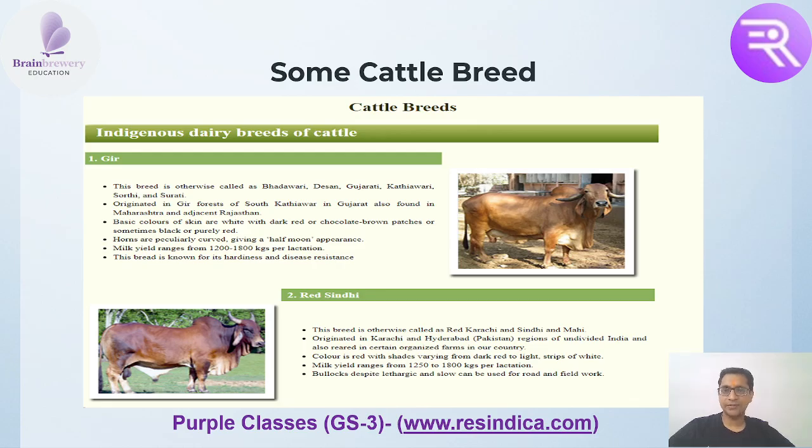Now, here I have given some of the cattle breeds. If you can see, there are indigenous dairy cattle breeds. One is the Gir, normally found in the Gujarat, Desan, Bharwadi area. Gir forest is there in the Gujarat area, right?